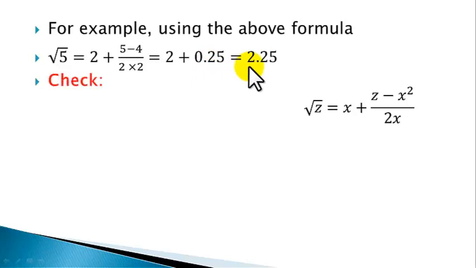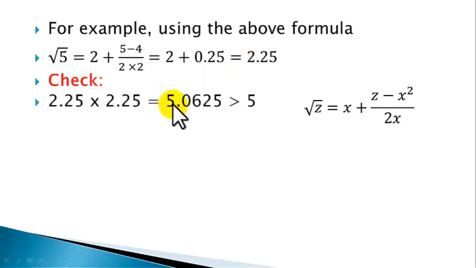Check. Multiplying 2.25 by itself gives 5.0625. This is greater than 5, meaning that this formula overestimates the square root of 5.